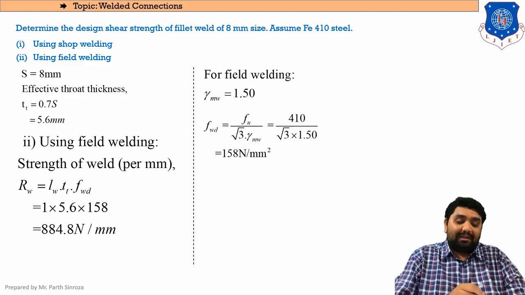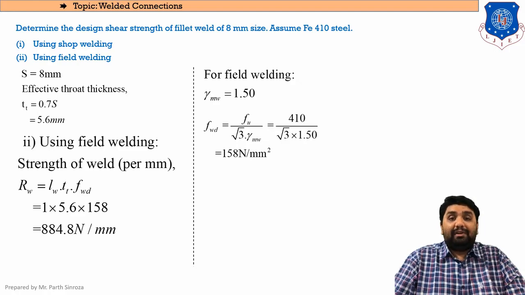So these were our two cases that were asked. The first: find using the shop weld, and the second: find using field weld. So this is the only difference in this sum. Moving on to our next sum.